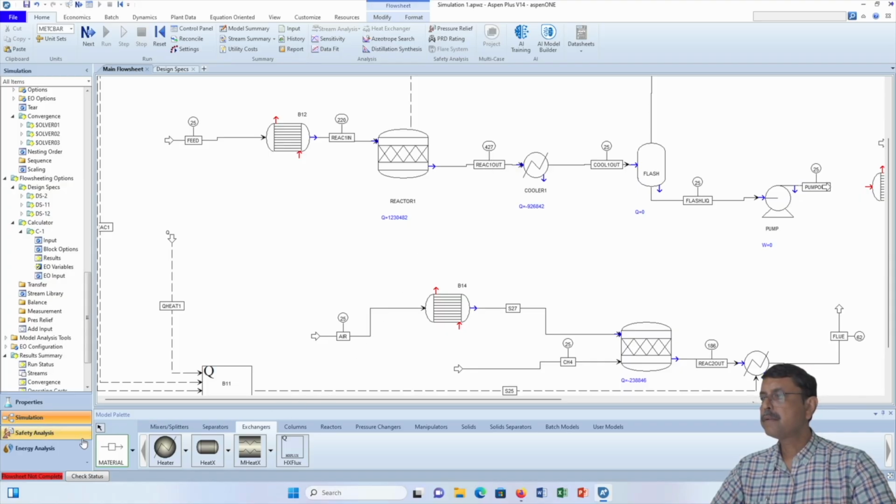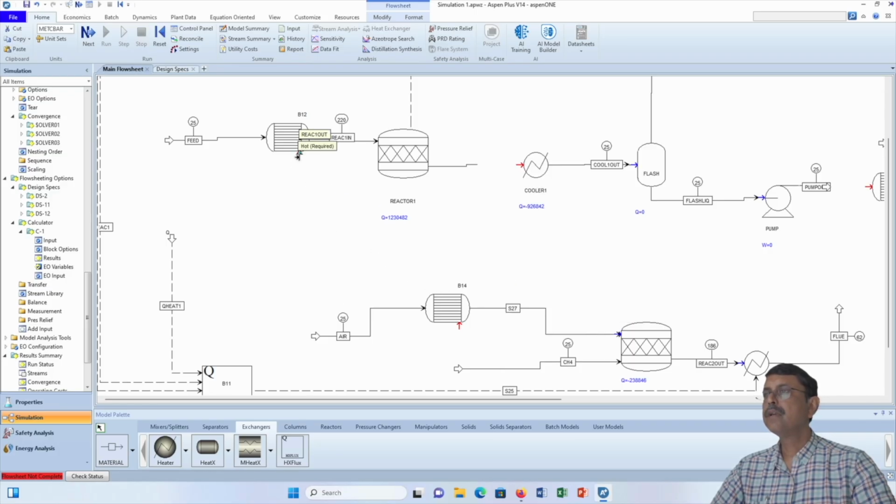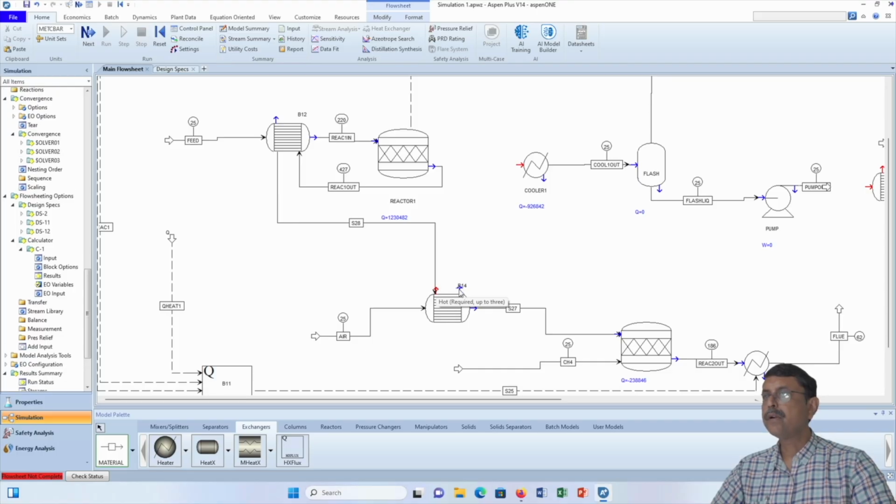Okay. How we'll do it? We shall reconnect this at the destination of here, because this is a hot stream. Okay. So we are placing it over here. Then outlet of this hot stream, we will connect it over here. Okay. And then outlet of this hot stream, we'll send it back to the cooler.